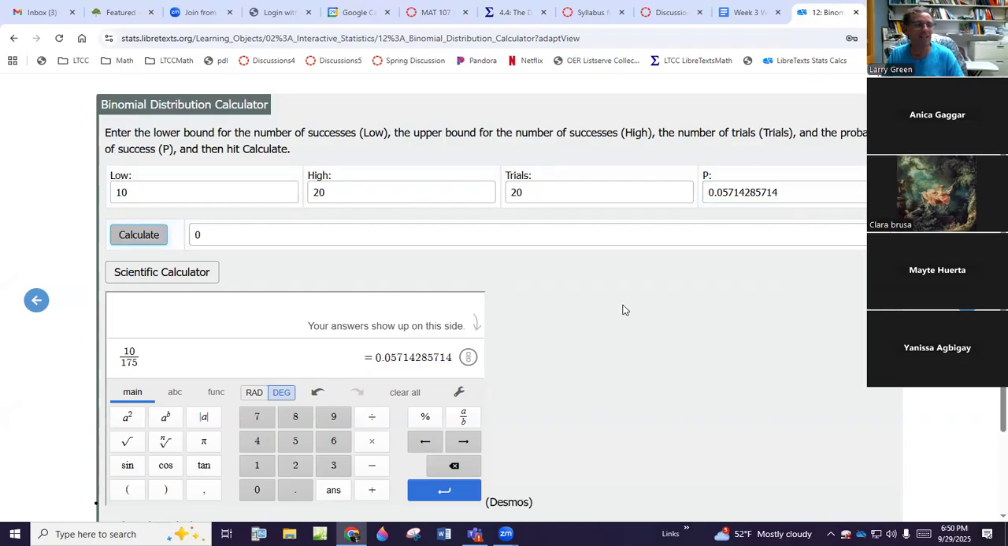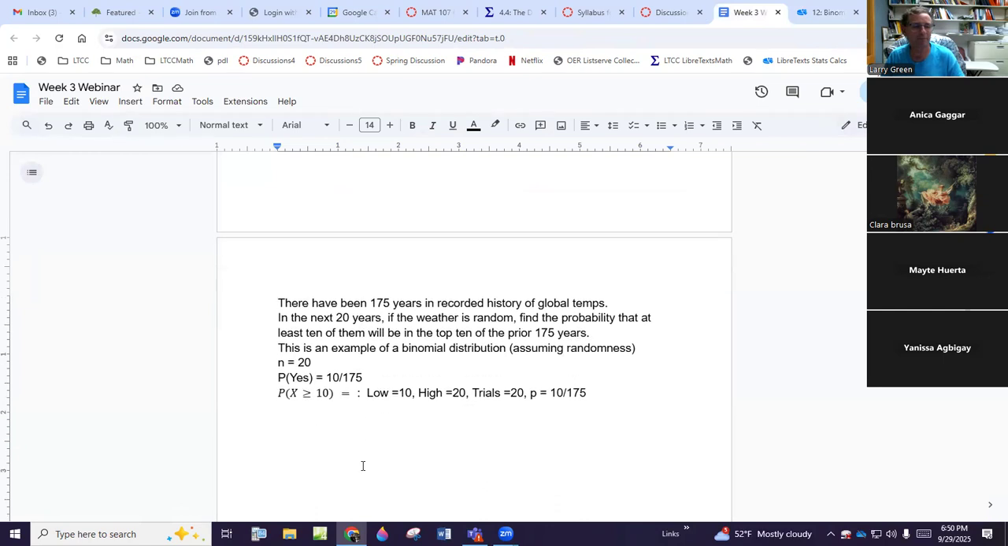And then hit calculate. What'd I get? 0. Okay, and by the way, this goes to something like 10 decimal places. What does that tell us? This probability is 0, which means, within 10 decimal places, there's almost no chance of it happening.